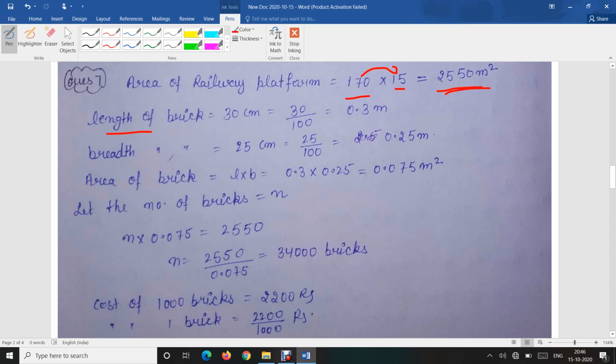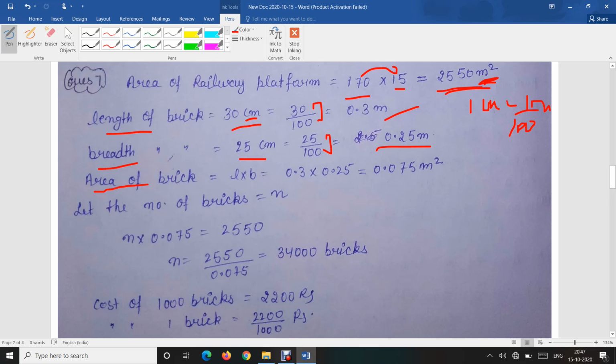Length of one brick is 30 centimeter. Here the unit of area of the railway platform is in meter, so you have to convert this centimeter into meter. You know that 1 centimeter is equal to 1 upon 100 meters, so you divide 30 by 100, which gives 0.3 meters. Similarly you can change for the breadth. 25 centimeter is equal to 25 upon 100, which gives 0.25 meter.